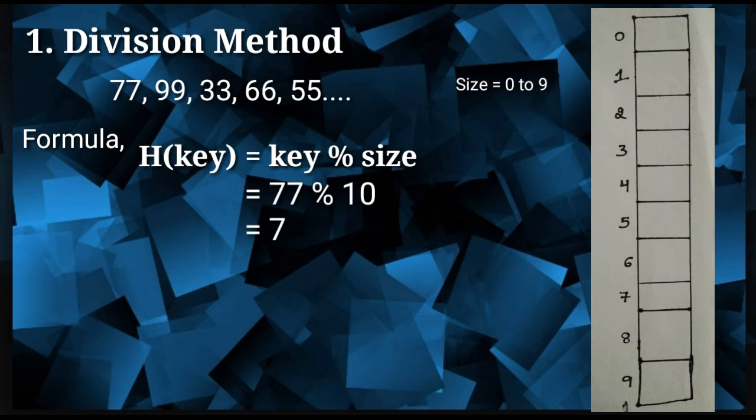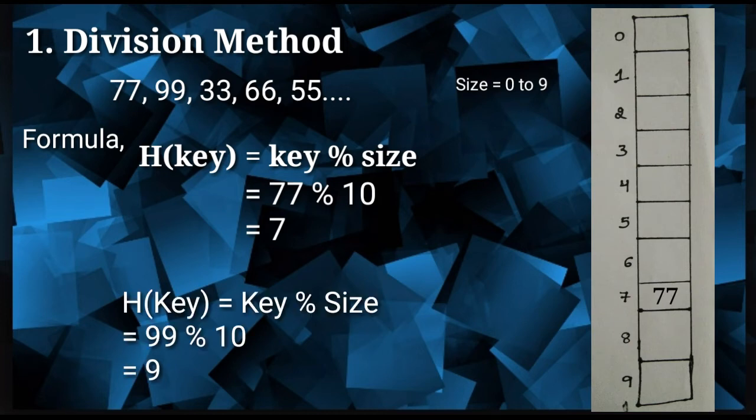So put here 77 mod size, then h of key is 7. So now the key value is 7. That's why we have to insert this 77 into the index of 7. In the same way we take 99 and apply this formula, 99 mod 10, and the answer is 9. So here the key value is 9. That's why we have to insert this 99 into index 9. In the same way, all the elements we have to insert into the table. So this is how the division hash function works.